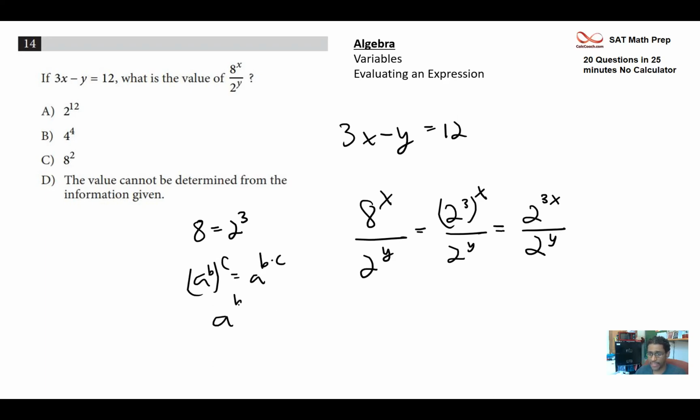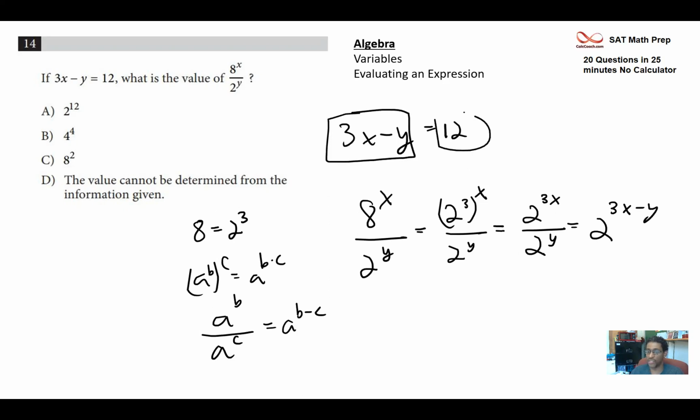What about a to the b on top of a to the c? That's what we're looking at now. Same base, but we have exponents that we subtract. And so what we get is 2 raised to the 3x minus y. But we know what 3x minus y is. It's 12. And so the answer is 2 to the 12. Exponent rules. Heavy on this one.